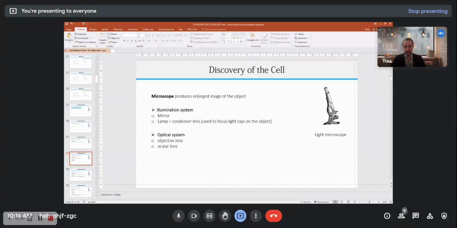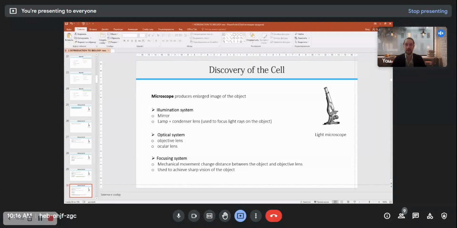So, the optical system. The optical system is composed of two lenses. One is the objective and another is the ocular lens. Very easy to remember. The one that is close to your eye is called ocular, and the other that is close to the object that you want to study is called the objective lens. Overall magnification of the microscope depends on both of them, on the magnification of the objective and the magnification of the ocular lens.